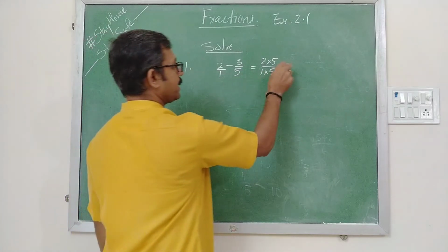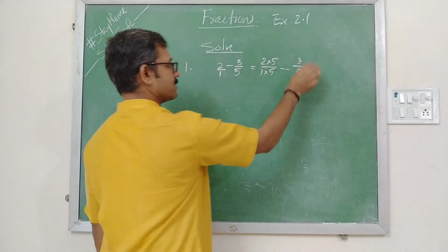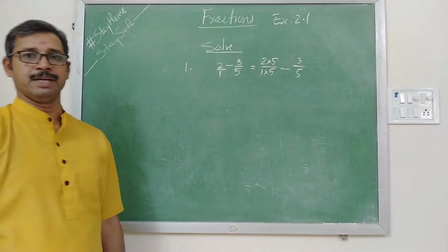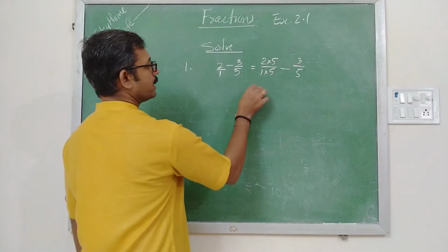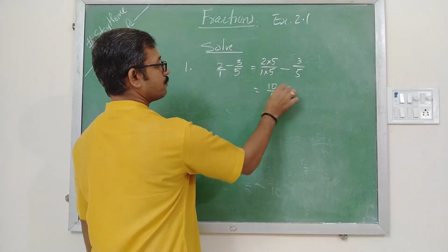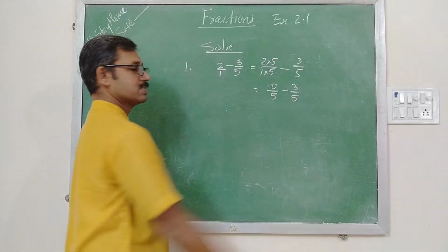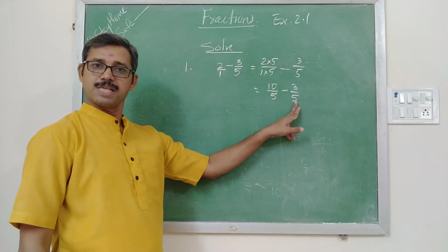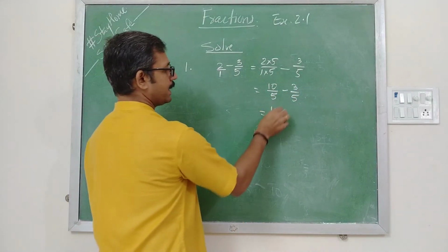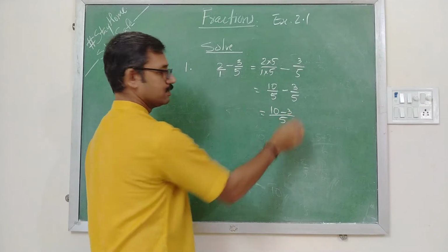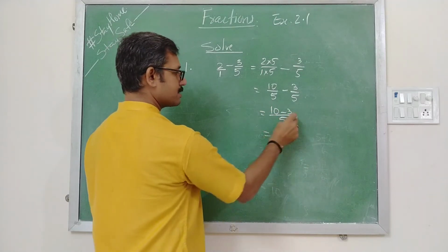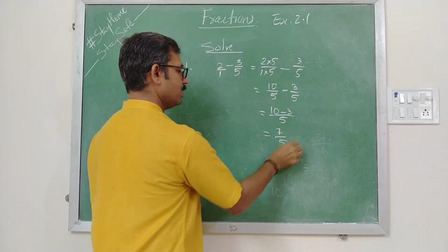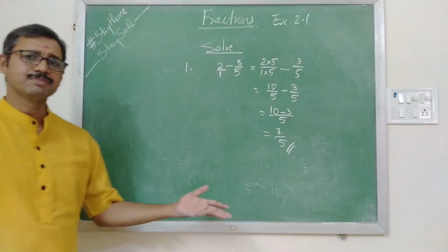Then minus. Now here it is 3 upon 5 as it is, because there is no need to multiply anything, since 5 is already there. So it will become 10 upon 5 minus 3 upon 5. See? Now the denominators become the same. Now what you have to do is 10 minus 3 upon 5. So what is 10 minus 3? 7 upon 5. Easy? Okay?